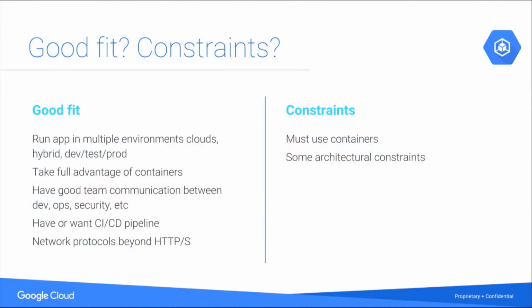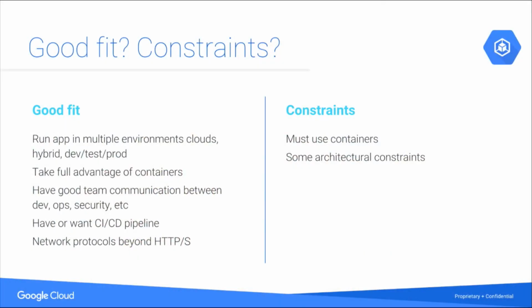Some of the constraints you need to think of: you must use containers because it's Container Engine, so it has the inherent challenges that containers bring to the table. There are also some architectural constraints, such as the use of certain types of APIs. But besides that, it's pretty good for running any kind of application in multiple cloud environments. If you want to host a hybrid environment, or host dev, test, and prod environments and move your application code across all three, Kubernetes is a good choice. It can take full advantage of containers, so you get the best out of the money you have invested in your resources.